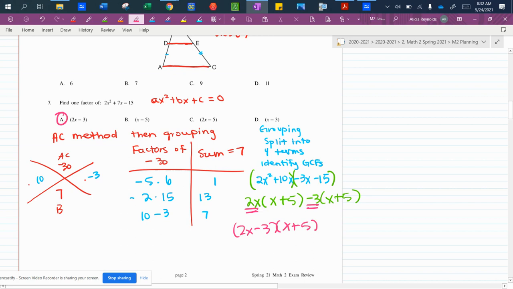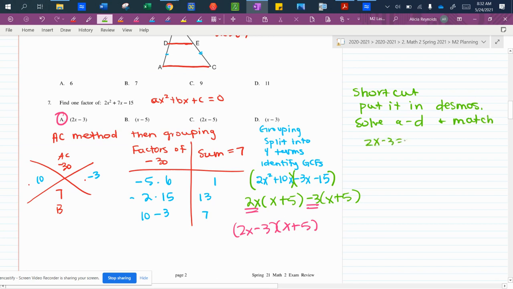Understand that on your exam, if you get to a question like this and you do not remember how to factor these, there's a shortcut. Put it in Desmos. So we're going to put it in Desmos. And if we solve A through D and match, so A, 2x minus 3 equals 0, that answer is going to be 3/2. So if we have 1.5, we need to work backwards from our solutions to find our factor pairs.